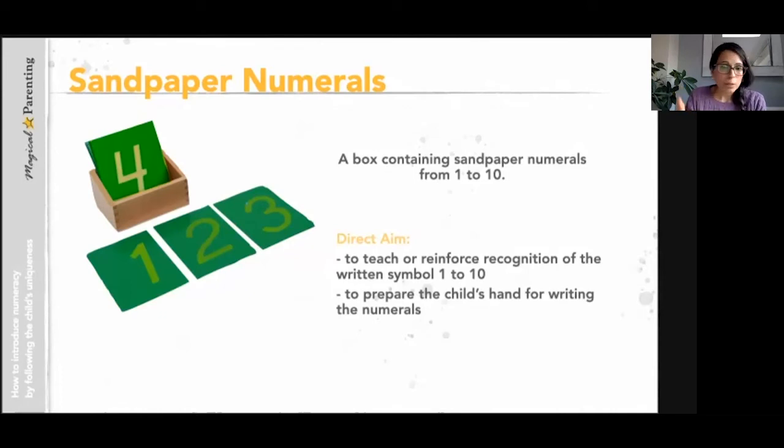And again, the same principle, you have to use the cycle of activity. You will be asking the child at the shelf if he wants to work with this, or you will go and say, would you like me to introduce you to these sandpaper numerals? And if he says yes, perfect, you take it to the table.